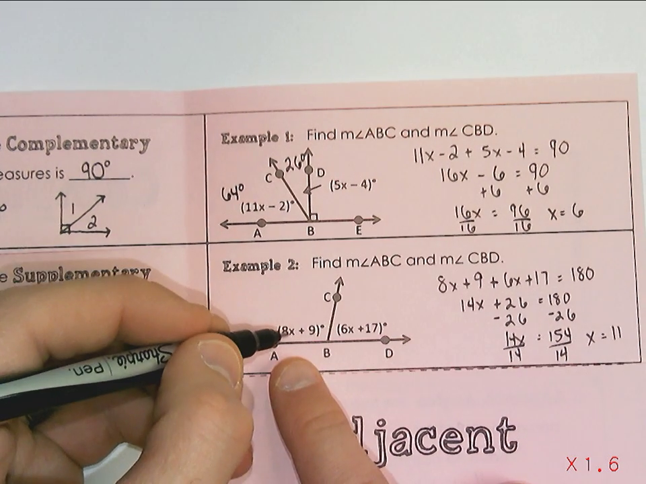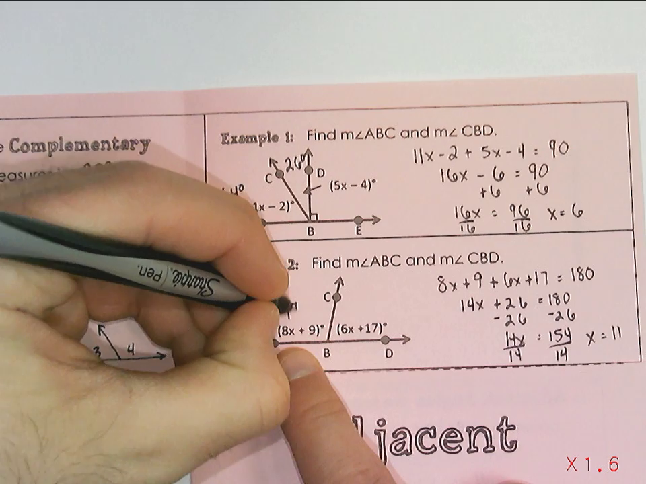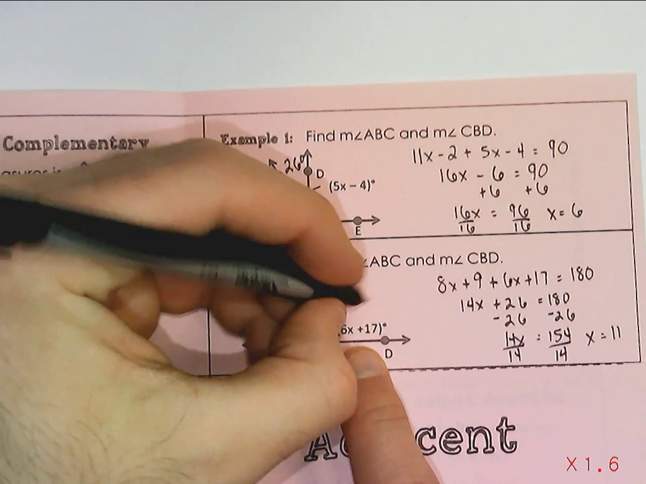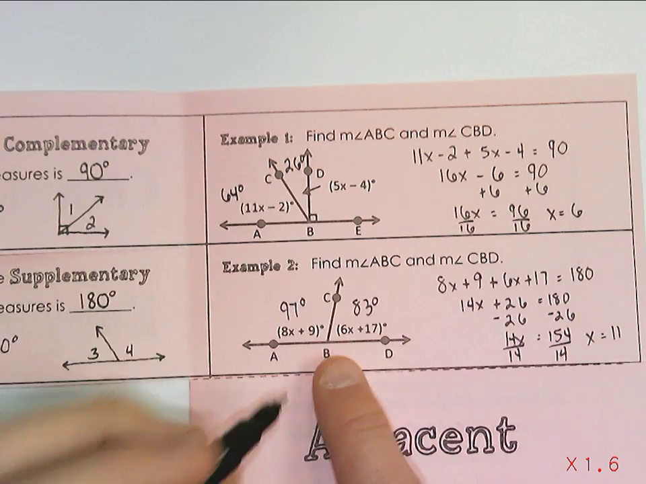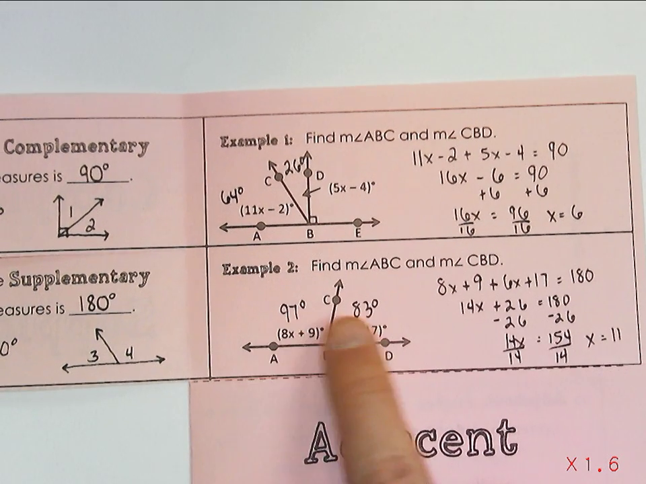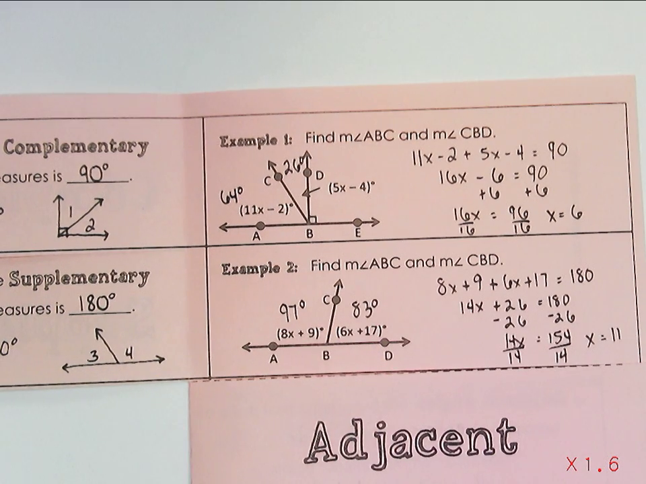So 8 times 11 would be 88. Plus 9 more would be 97. And then if I do 6 times 11, which is 66, plus 17 more would be 83 degrees. So 97 plus 83 should give me 180. Well, 90 plus 80 would be 170, plus another 10 is 180. So we got it on that one.